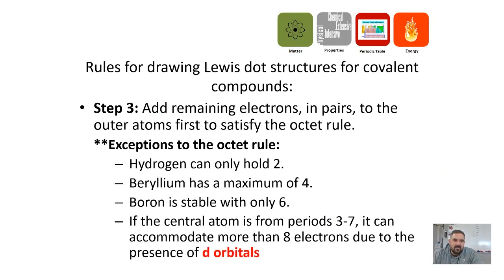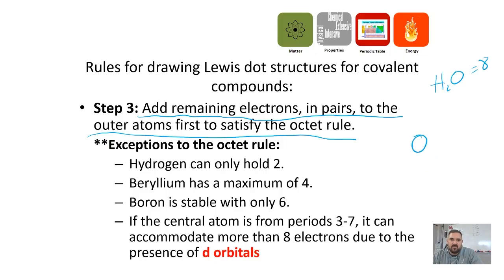All right, so here it says add the remaining electrons in pairs to the outer atoms first to satisfy the octet rule. So let's go back to H2O, which has a total of 8 valence electrons. We have our oxygen in the center. It's single bonded to 2 hydrogens, so we subtract 4, and we have a total of 4 electrons left. So it says add the remaining electrons in pairs to the outer atoms first. Our outer atoms are going to be hydrogens, and hydrogens can't accept any more electrons. So let's discuss our exceptions to the octet rule.